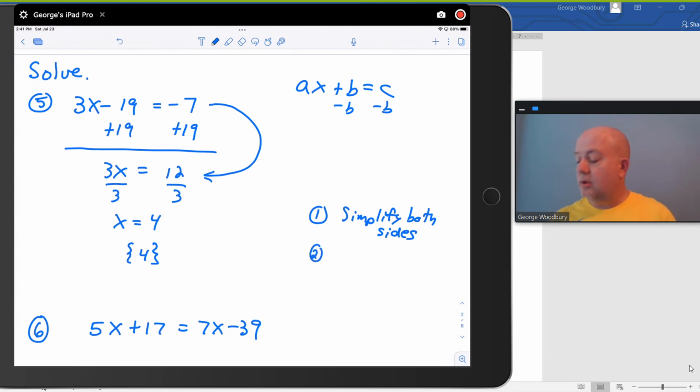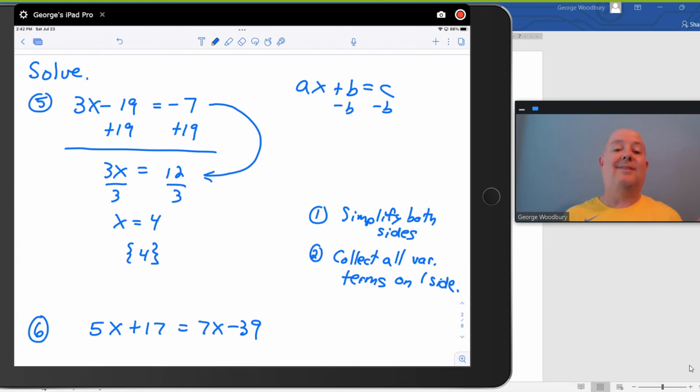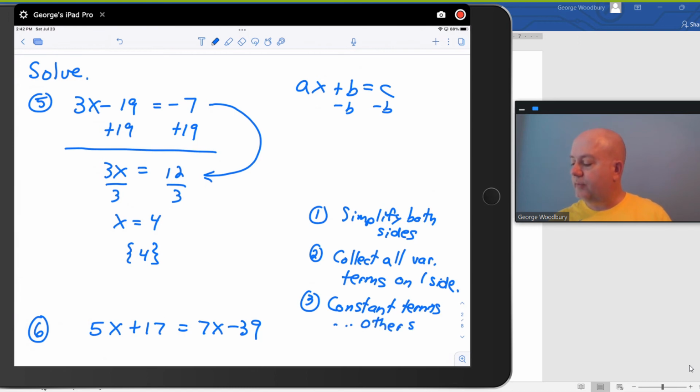Then you want to collect all the variables on one side. So collect all variable terms on one side. Once that's done, we want all the constant terms on the other side, and then we can finish that by dividing. Finally, step 5, I'm not going to write it down, but step 5 would be to check your solution. Right? That's the one advantage we have in math. When we think we have the answer, we can always check to make sure that it's right.